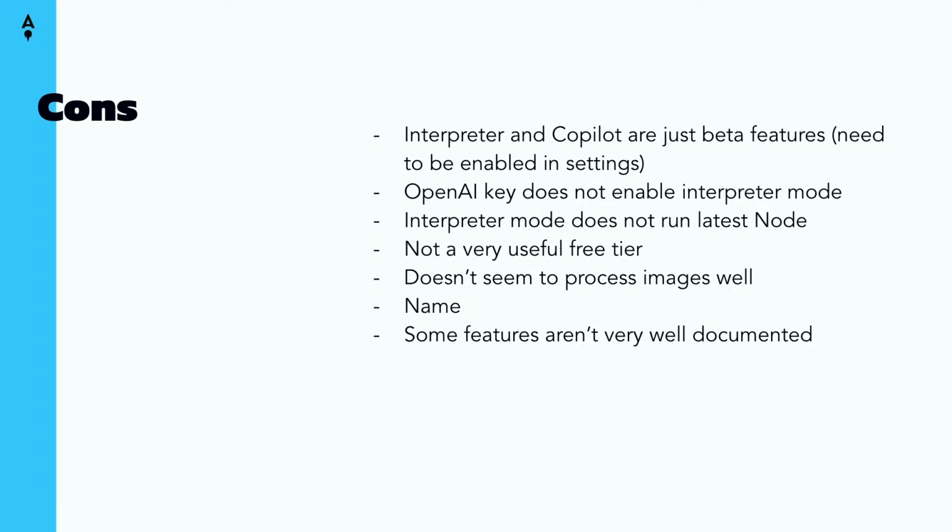And now, the name I listed as a con because it's really hard to find docs or any discussion for something that's just called Cursor. And also one con is that I feel like some features aren't very well documented. For example, the interpreter mode, you can basically only find information about it in the changelog and not in the official docs, which seems kind of crazy to me.